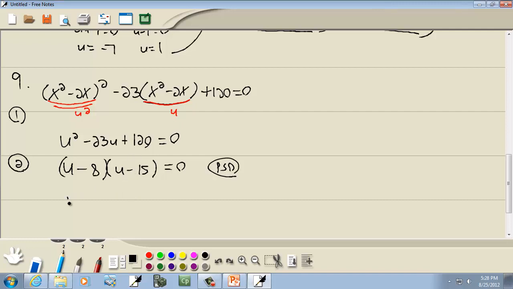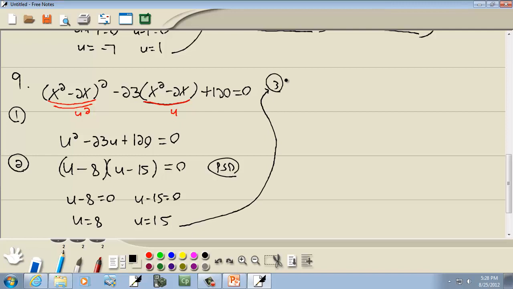So now set each one of those equal to 0. Set u minus 8 equal to 0 and u minus 15 equal to 0. And we get u is equal to 8 and u is equal to 15. Now remember step 3. Plug our u equals back in. U we said was x squared minus 2x. So put in x squared minus 2x for the u, and I get x squared minus 2x equals 8, and x squared minus 2x equals 15.